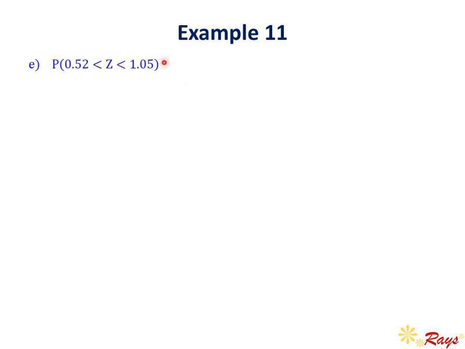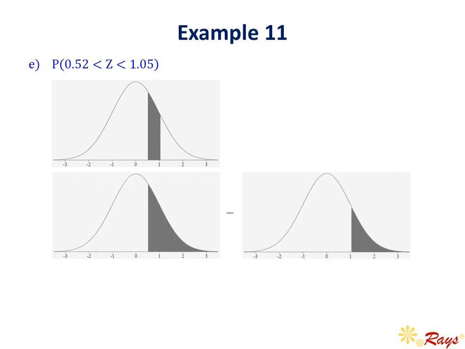Question E. Find the probability of Z in between 0.52 and 1.05. Observe that Z this time is in between two positive values. So we can imagine that the area for Z is still at the right hand tail. So that's how it looks like. To find the probability for this, we can find the probability for this bigger area here minus the probability of the smaller area here.